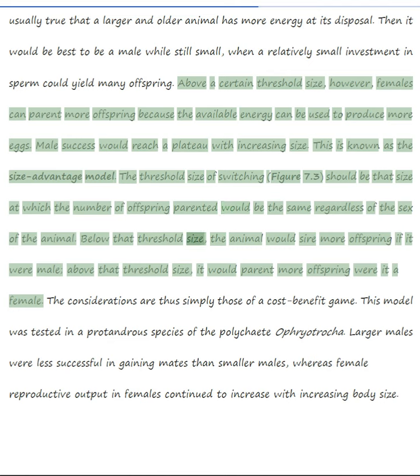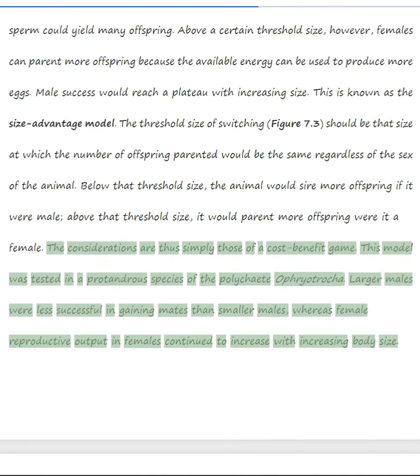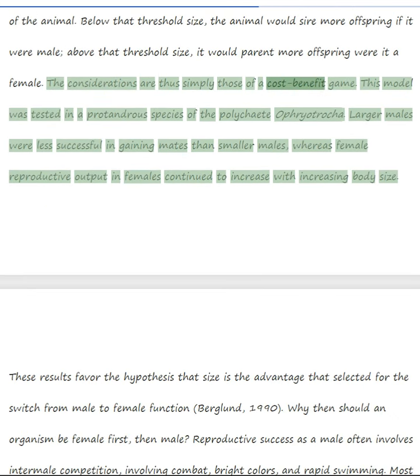Below the threshold size, the animal would sire more offspring if it were male. Above that threshold size, it would parent more offspring were it a female. The considerations are thus simply those of a cost-benefit game. This model was tested in a protandrous species of the polychaete Ophryotrocha.